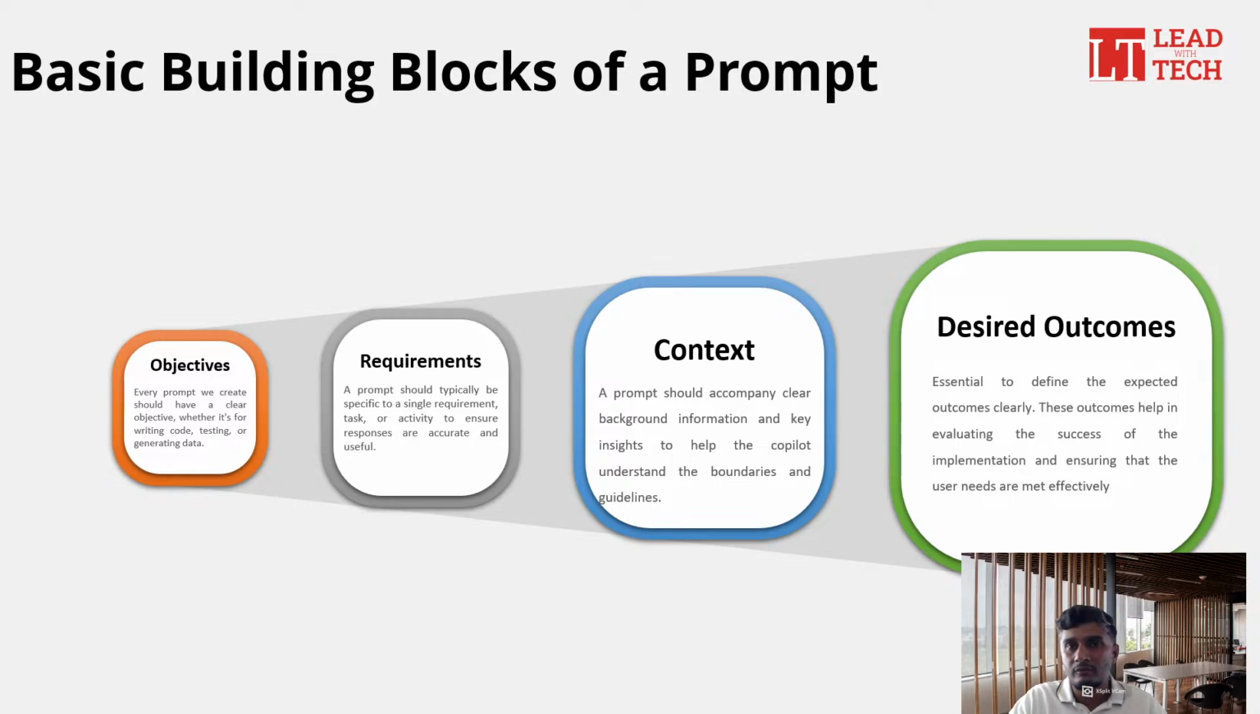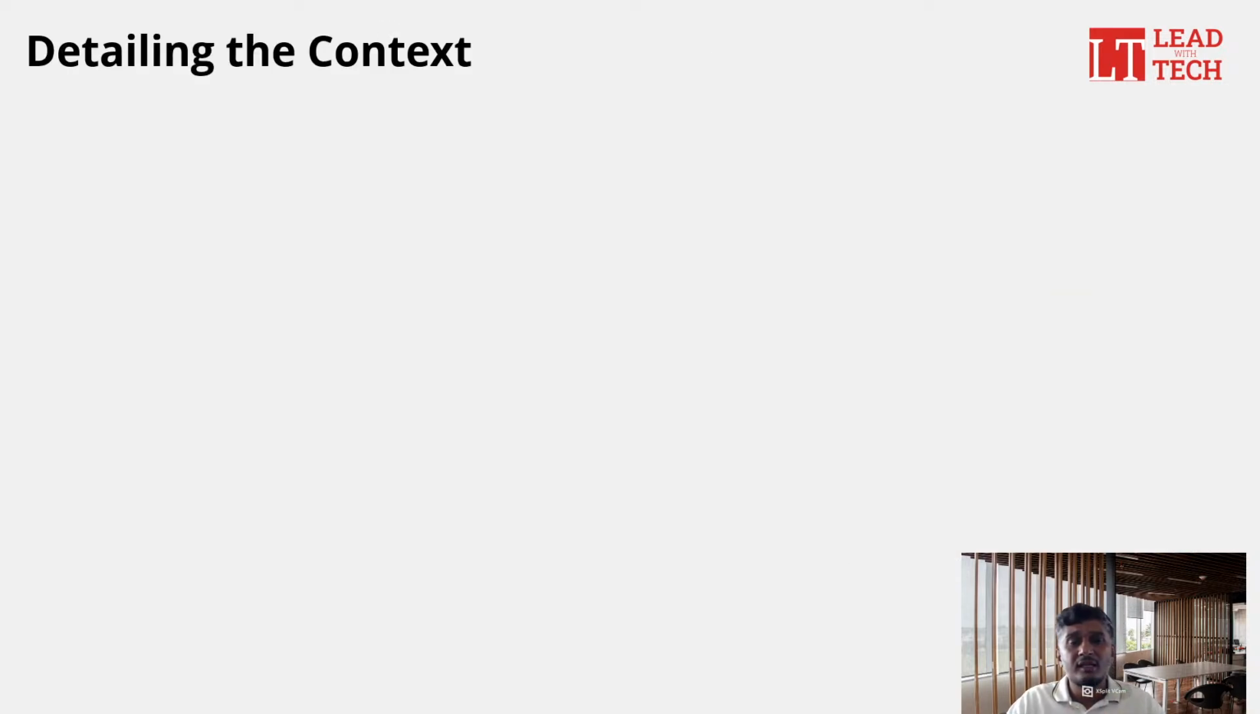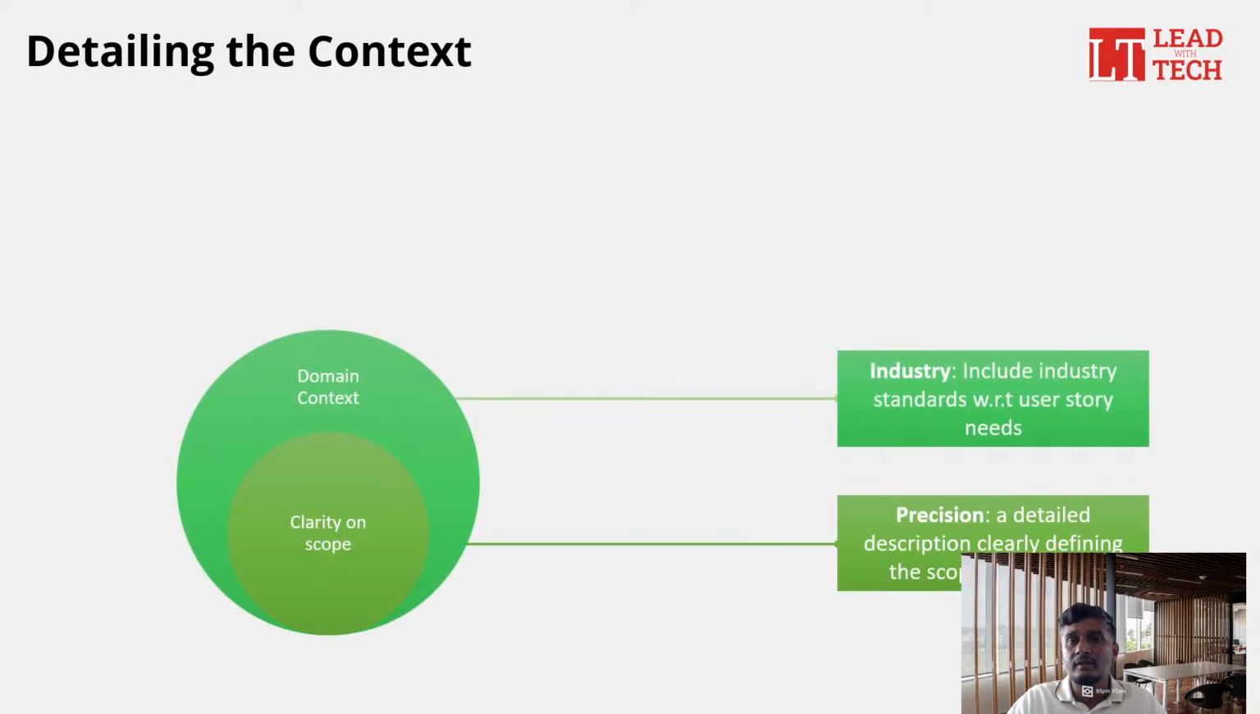So whether it's objective, requirements, context, or outcome, the context and the outcome you're looking for play a major role as compared to objective and requirements. Objective and requirements help you understand what you're trying to achieve, but context and outcome are what make the prompt response very relevant. Now let's understand what the context is.